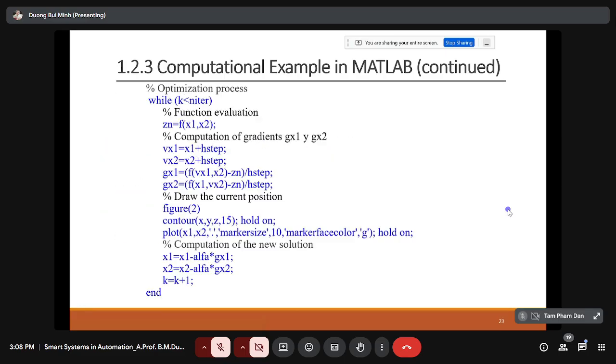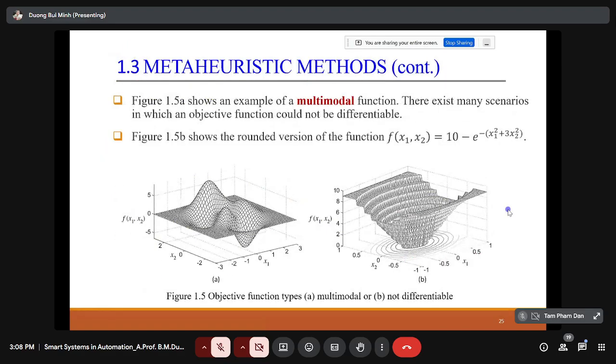Okay, so here for this one, we have multimodal. Look, we have some maximum, but this one is a local maximum. Here is the highest point, so we say global maximum.